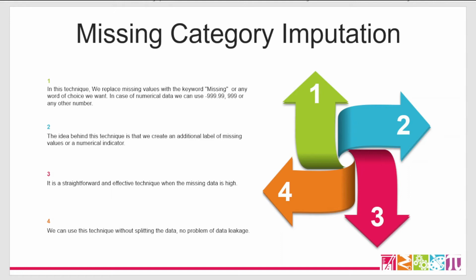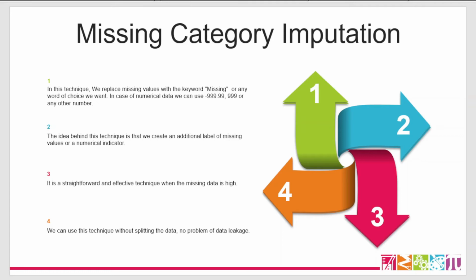In this technique, we replace the missing values with the keyword missing or any word of your choice you want. You can even replace it with your name as well, and it won't be problematic for the algorithm. So this is the case when we have a categorical variable. In case of a numerical variable, we can provide any numerical value that does not belong to the data, like minus 999, or any bigger value. So you can see what is happening here. We are just tagging the missing values.